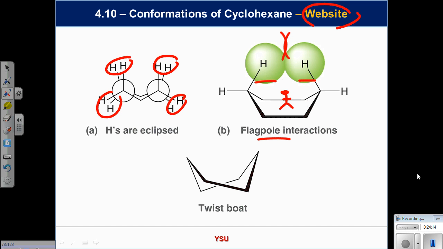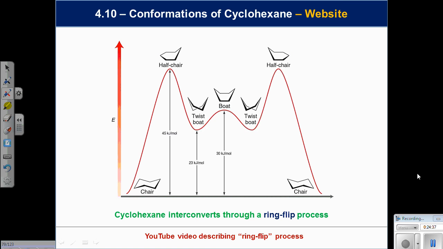Now, down here, how do you solve that problem? How do you make these two things get away from each other? Well, you twist. If I twist, maybe one of those H's goes to the back like this, and maybe one of those H's comes to the front like this, and they're away from each other. That's defined as a twist boat. It's simply another way for this molecule to relax a bit and for things to get out of each other's way. So you need to know what the definitions are for these different structures. And then we deal with this. And this can be a lot of fun, or it can be an absolute nightmare.